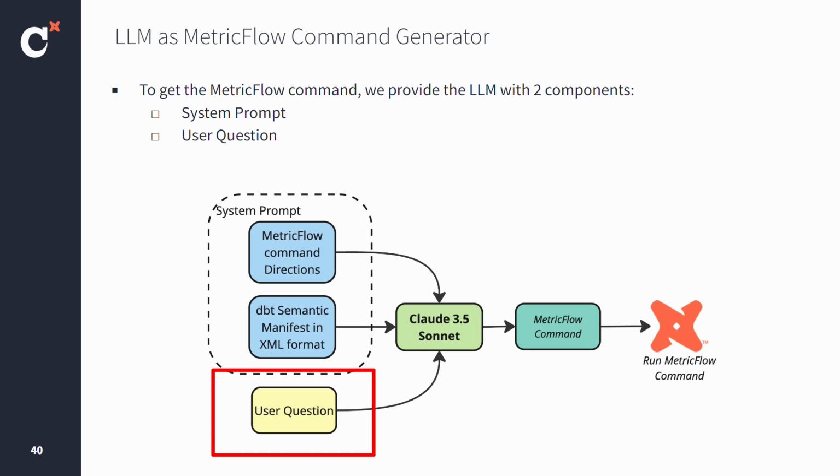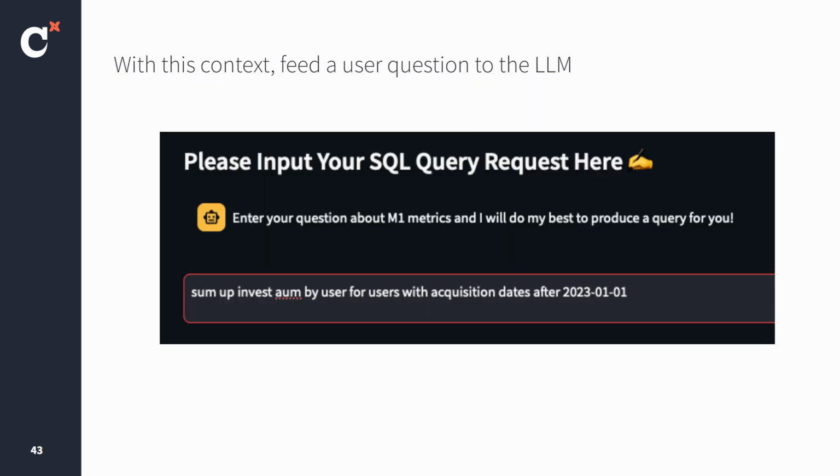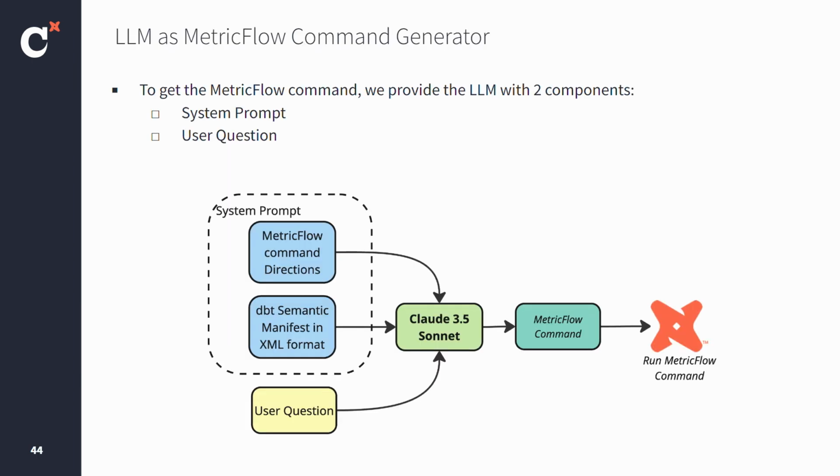Second is the user question. This is the easy part. We don't have to write this. The user writes this. So this is just a zoomed in bit of what Brady showed you earlier in that video. This is just the chatbot interface that the user will see. And again, it's that same question that we talked about earlier, sum up and best AUM by users with acquisition dates after January 2023. Okay, all that stuff goes into Claude, and a MetricFlow command is produced.